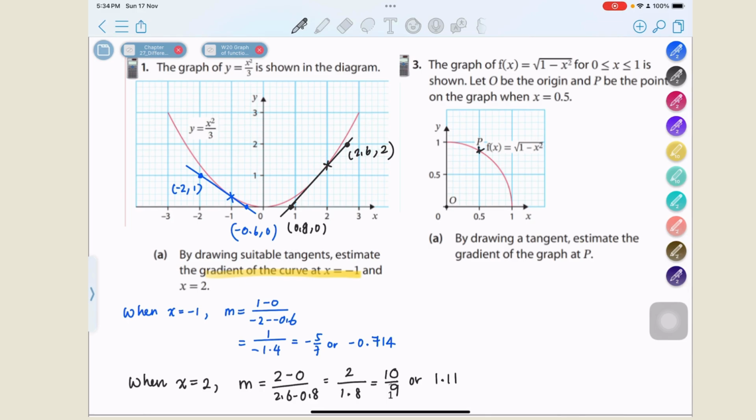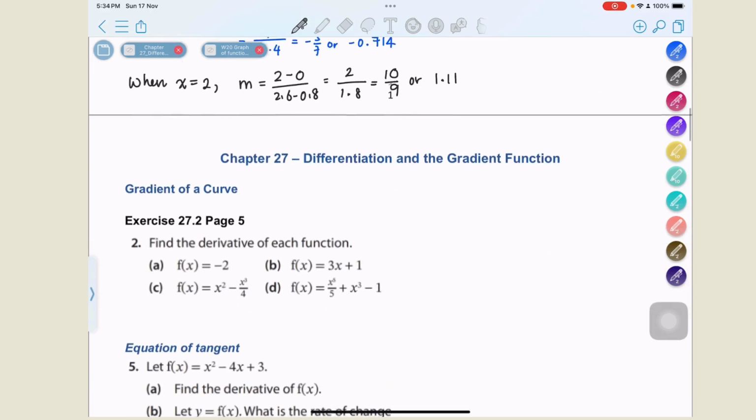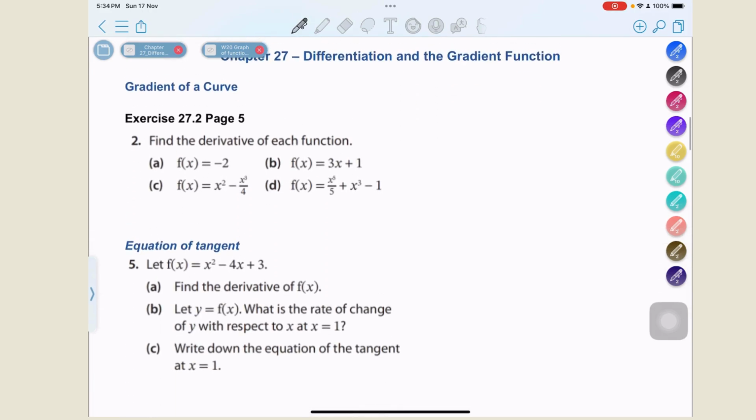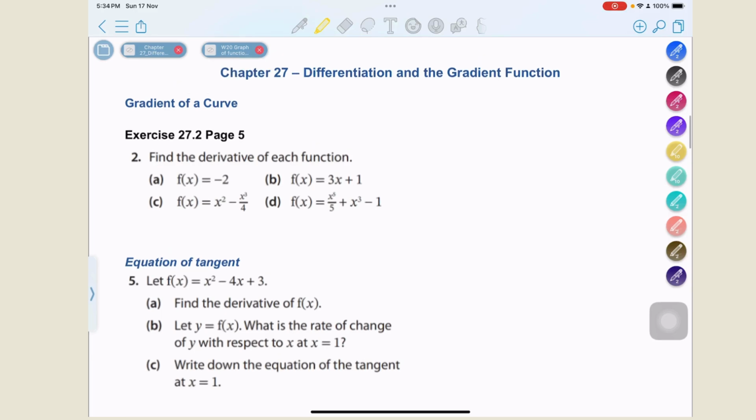Now we move on to the next one. Next we will learn about the gradient of a curve. There is another technique we have to learn today, also called differentiation. The purpose of doing differentiation is actually to find out the gradient of curves.